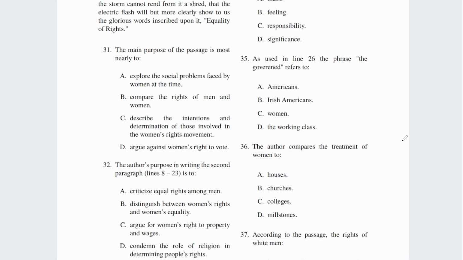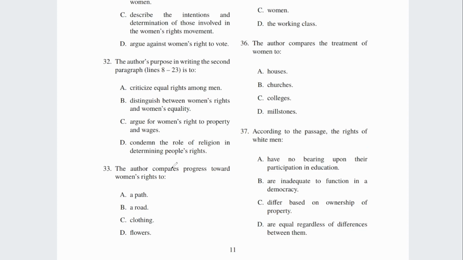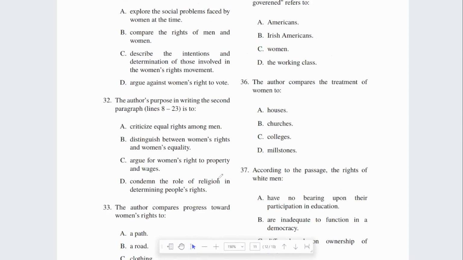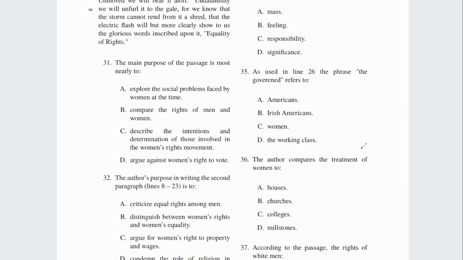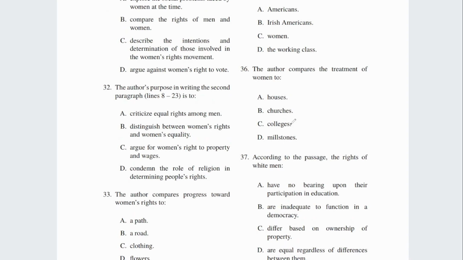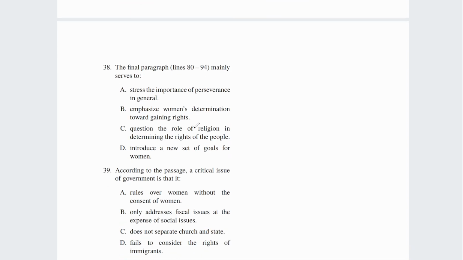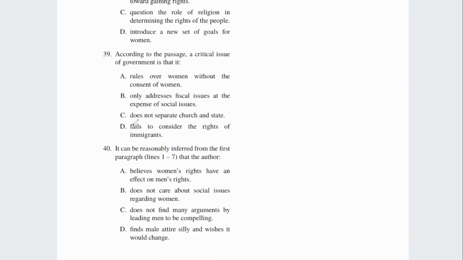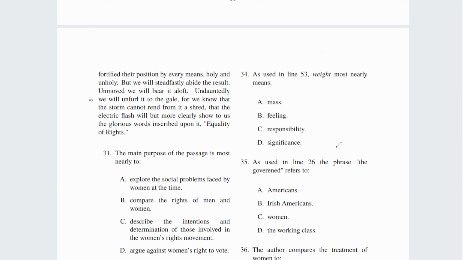So let's go through our questions. We have a main purpose question, of course, author's purpose of paragraph. We have a detail question, the author's comparison. We have a vocabulary question. We have a meaning of phrase question. We have another detail question, again, a comparison. A detail question, a purpose of paragraph question, a detail question, and a reasonable inference question, but this time from a very short paragraph. So, okay, let's start with some vocabulary questions and the meaning of phrase questions.